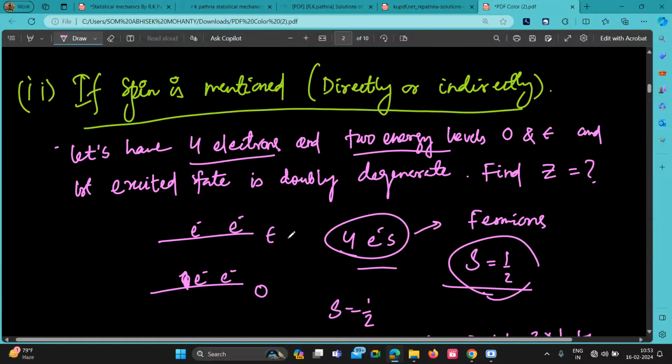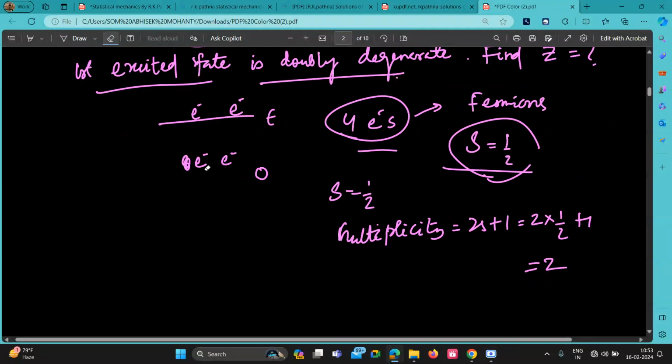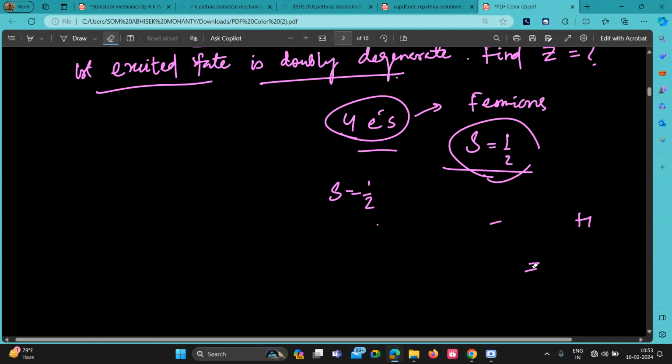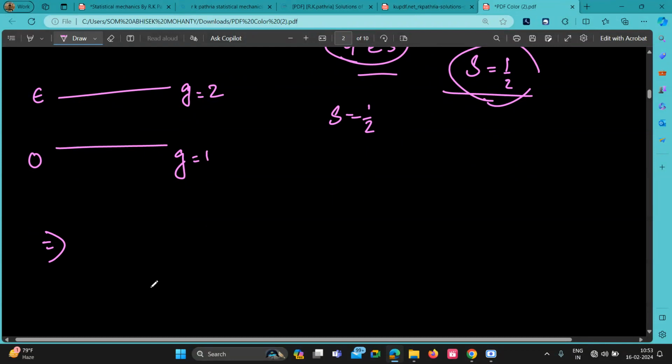Okay, wait just a second. First excited state is doubly degenerate. Alright, I made a mistake. No, not this way. First excited state is doubly degenerate. That means this is 0. This is equal to 2 epsilon. That means I can also do this as doubly degenerate means I can do it twice: 0, epsilon, epsilon.